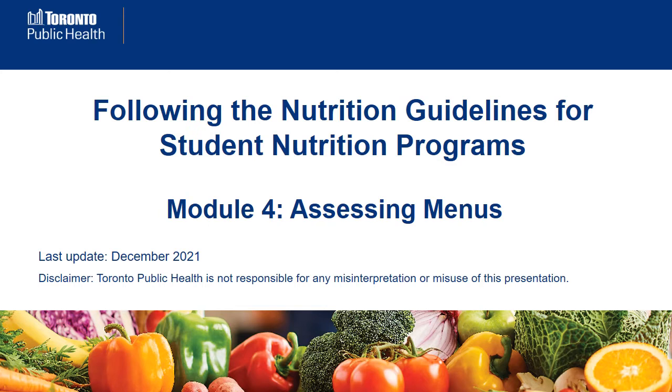The information in the training series is intended to guide student nutrition program volunteers and coordinators, as well as staff or administrators at schools or community agencies who are involved in the planning, ordering, or operating of student nutrition programs. This training module will focus on assessing menus and is Module 4 of a 4-module series.